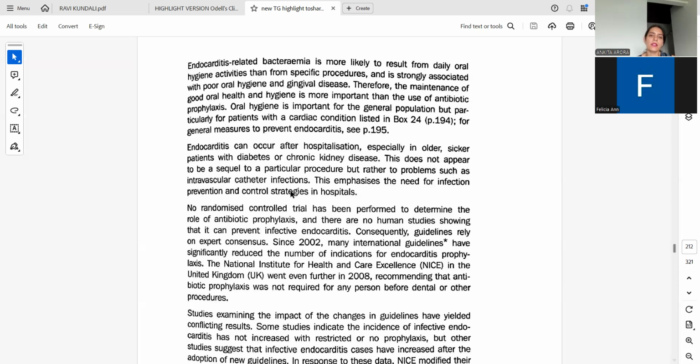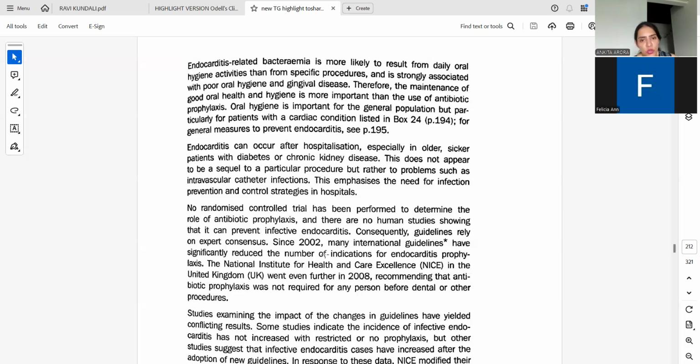No randomized control trial has been performed to determine its role, because we cannot give antibiotic prophylaxis versus not, and wait for infective endocarditis to set in. So there are no human studies showing it can prevent infective endocarditis. Consequently, the guidelines rely on expert consensus. So if we do not have proper human research, expert consensus, joint decision making gave us these guidelines.